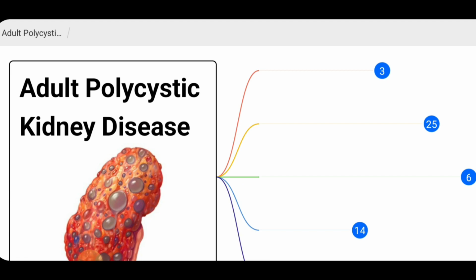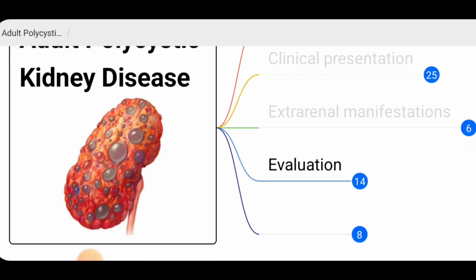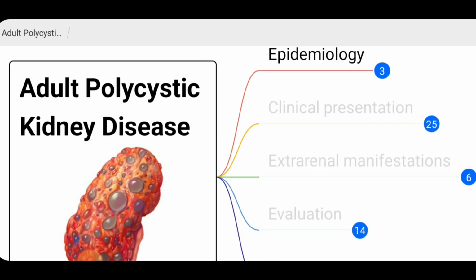In this video we are going to focus on adult polycystic kidney disease. We will look at the epidemiology, clinical presentation, extrarenal manifestations, evaluation and treatment. After going through these topics, we will look at a few multiple choice questions to understand how these facts can be asked in your exam.